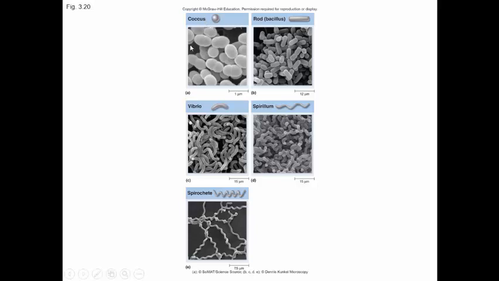Cocci is sort of rounded, and then you have rod, which is kind of a rounded-edged structure. Vibrio kind of looks like a comma. Spirillum is sort of a corkscrew. It's sort of more of a wave, because the spirochete is more the corkscrew type. Okay? Coccobacillus is an interesting combination where basically it's somewhat rounded, but then it is sort of rod-shaped at the same time.